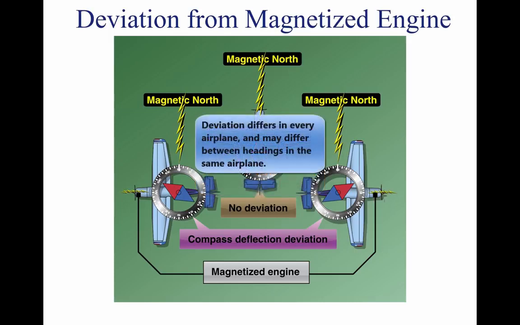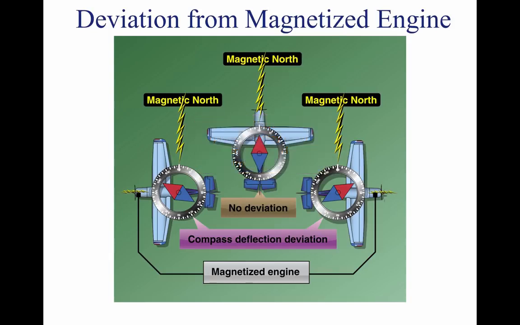The deviation is different for each aircraft, and it also may vary for different headings in the same aircraft. For instance, if magnetism in the engine attracts the north end of the compass, there would be no effect when the plane is on a heading of magnetic north. On easterly or westerly headings, however, the compass indications would be in error as shown in the figure. Magnetic attraction can come from many other parts of the aircraft. The assumption of attraction in the engine is merely used for the purpose of illustration.